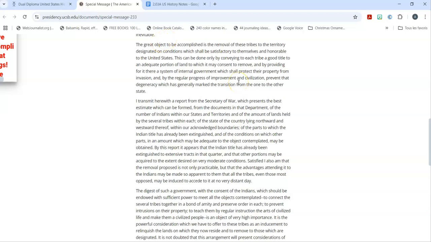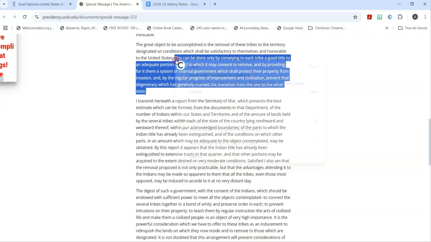This can be done only by conveying to each tribe a good title to an adequate portion of land to which it may consent to remove, and by providing for it there a system of internal government which shall protect their property from invasion, and, by the regular progress of improvement and civilization, prevent that degeneracy which has generally marked the transition from the one to the other state.